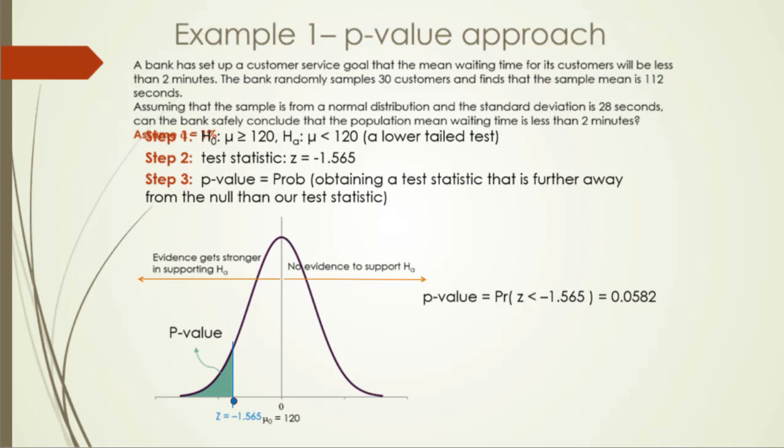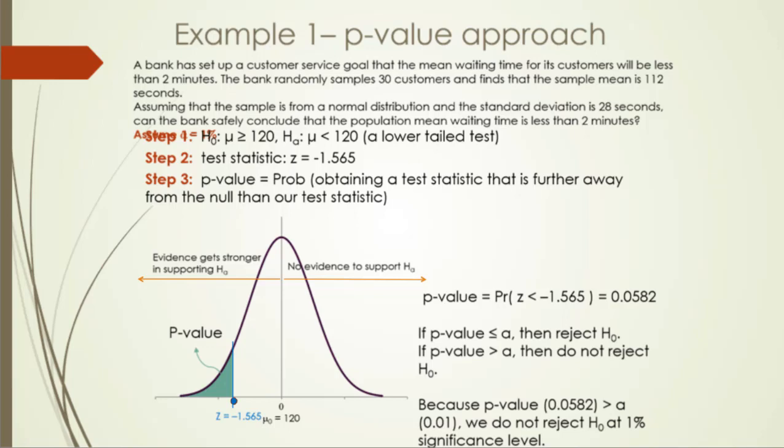Our test statistic is negative 1.565 as labeled on the diagram below. Test statistics that are further away from the null would be those to the left of the negative 1.565. So the p-value is the lower-tailed probability of negative 1.565. Using the z-table, we find this lower-tailed probability to be 0.0582.